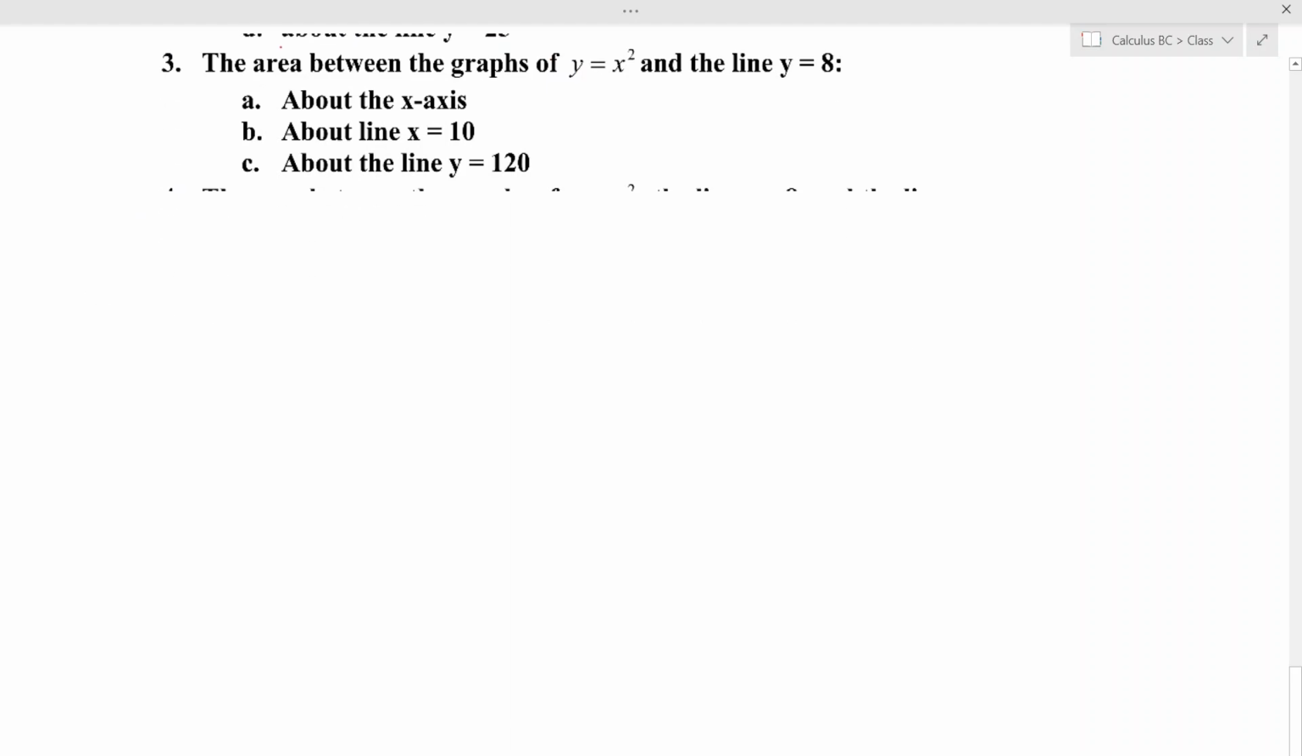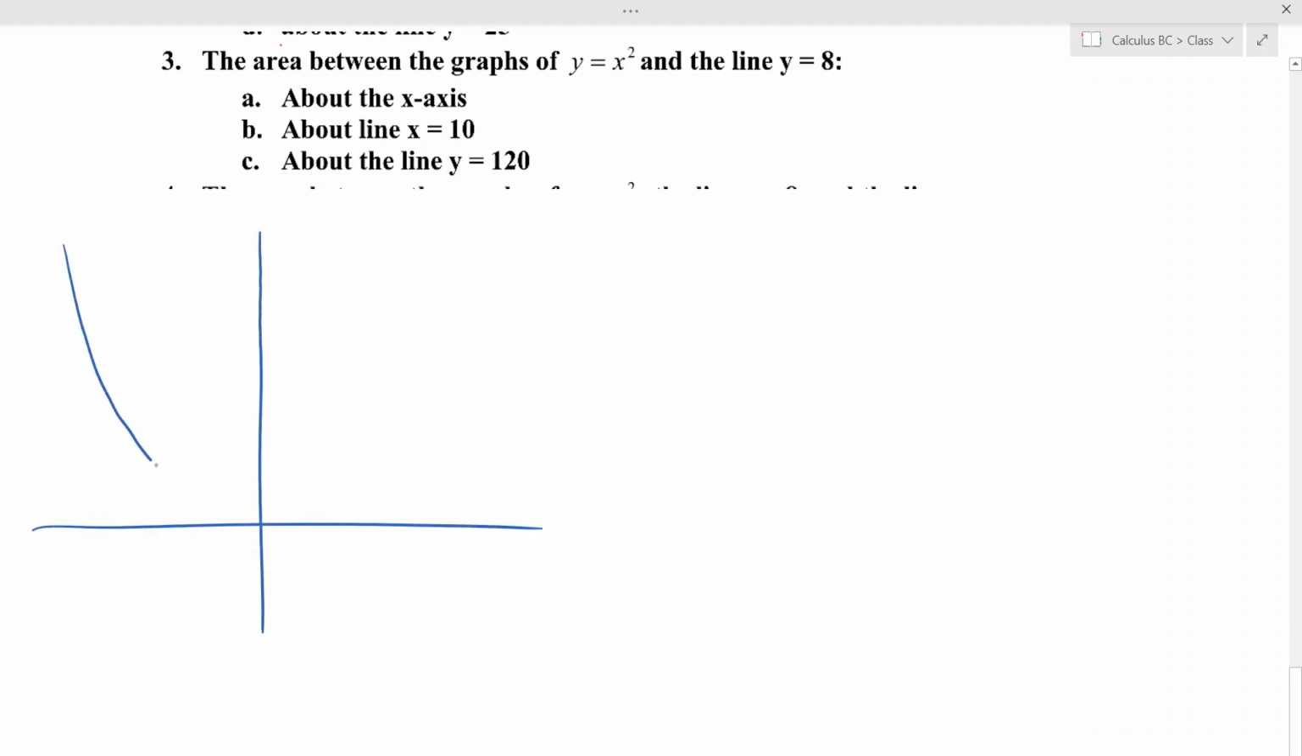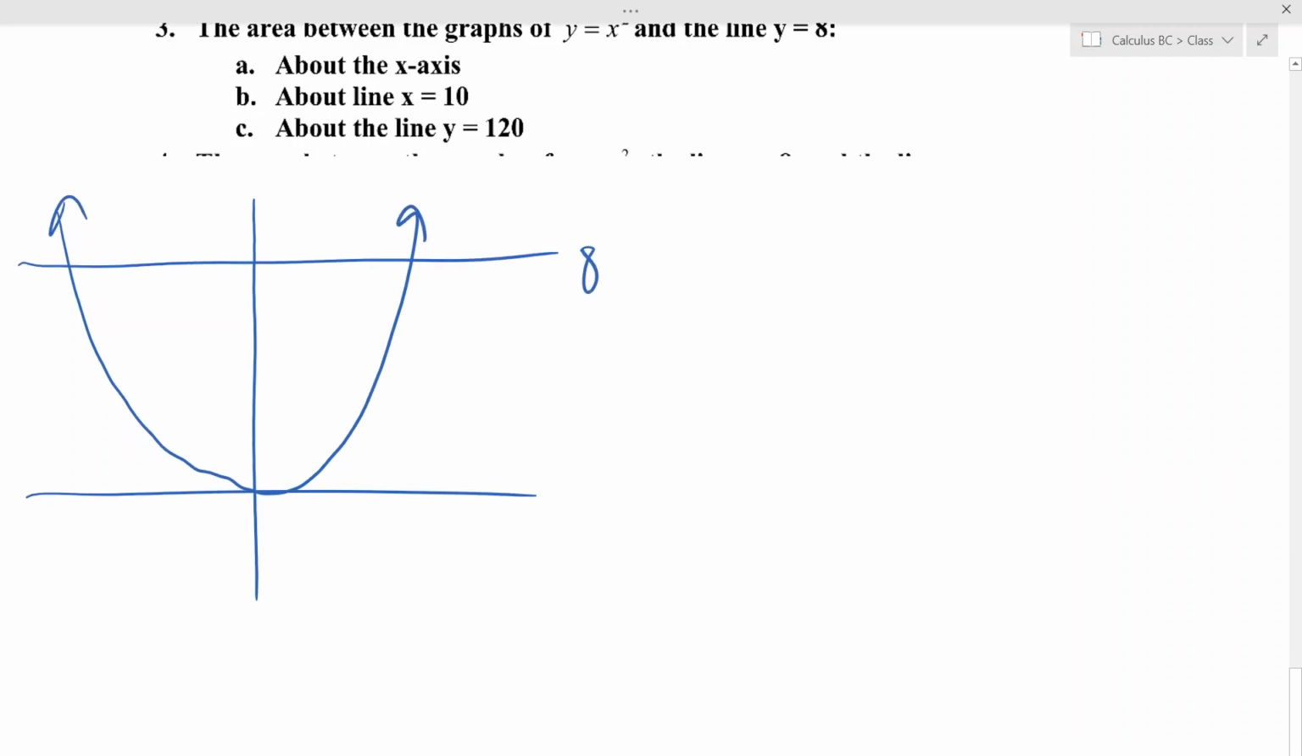Okay, we'll do it right down here. So we want x squared and the line y equals 8 as our region. Just sketch that out first. Boom, and then the line y equals 8. Okay, about the x-axis, which is down here.